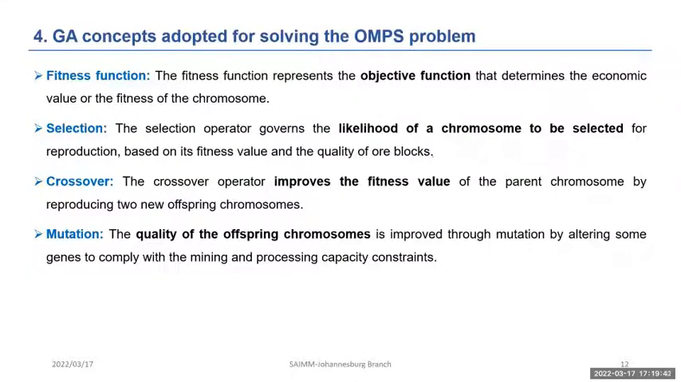We have the fitness function, which represents the objective function that determines the economic value, or the fitness, of the chromosome. The selection governs the likelihood of a chromosome being selected for reproduction based on its fitness value and the quality of all blocks. The crossover operator improves the fitness value of the parent chromosome by reproducing 2 new offspring chromosomes. And finally, the mutation improves the quality of the offspring chromosomes by altering some of the genes within the chromosome to comply with the mining and processing capacity constraints.